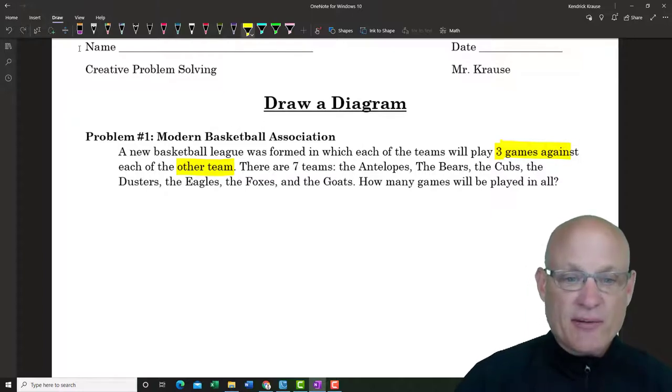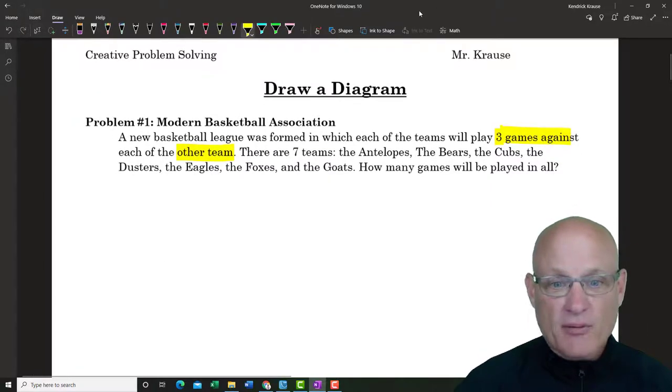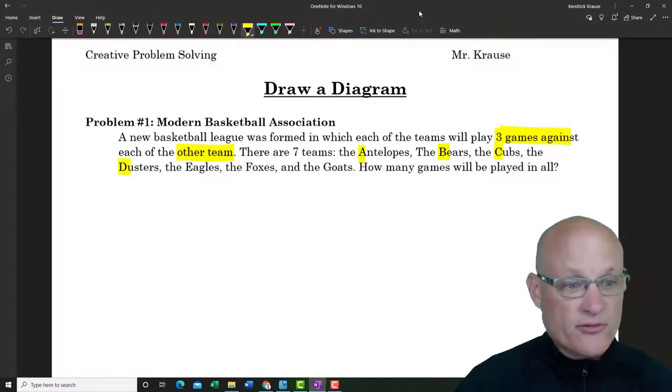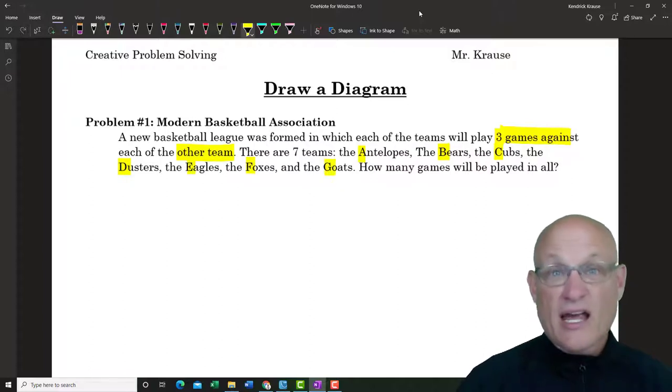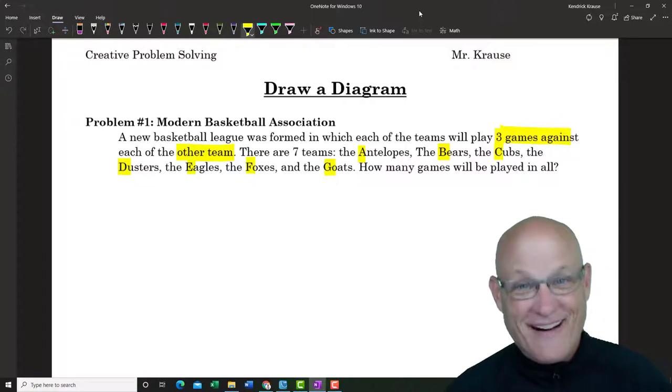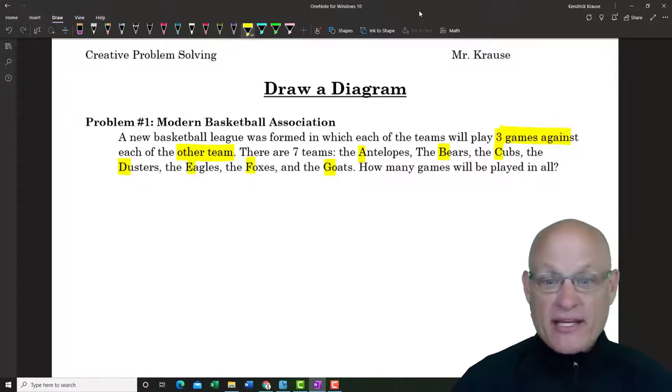Now, the nice thing about these seven teams, whoever created this problem: there are the Antelopes A, Bears B, the Cubs C, the Dusters D, the Eagles E, the Foxes F, and the Goats G. I am on the Goats team because I'm the Goat. Oh my God. So how many games were played in all?